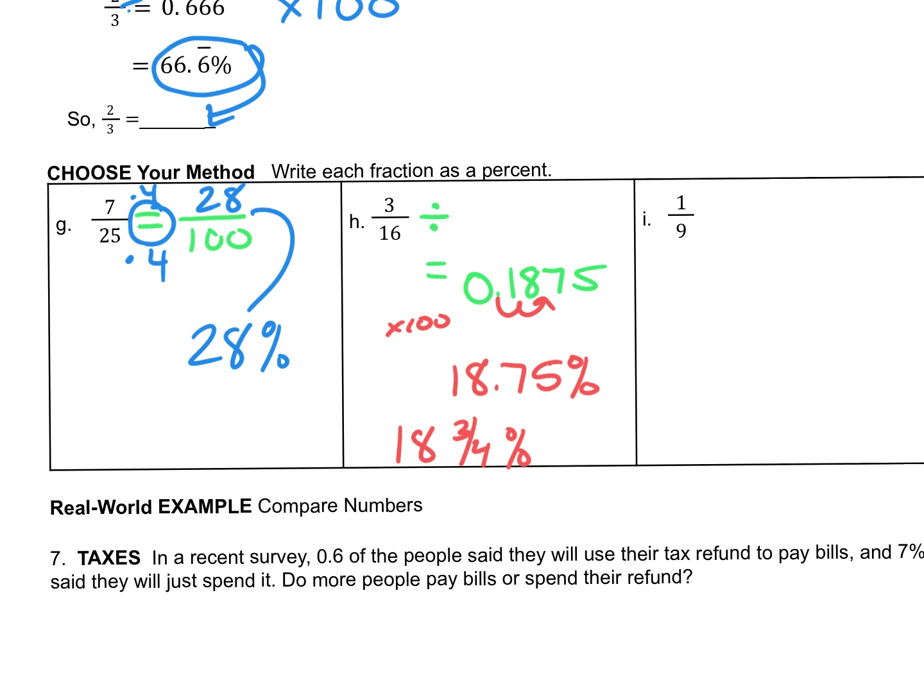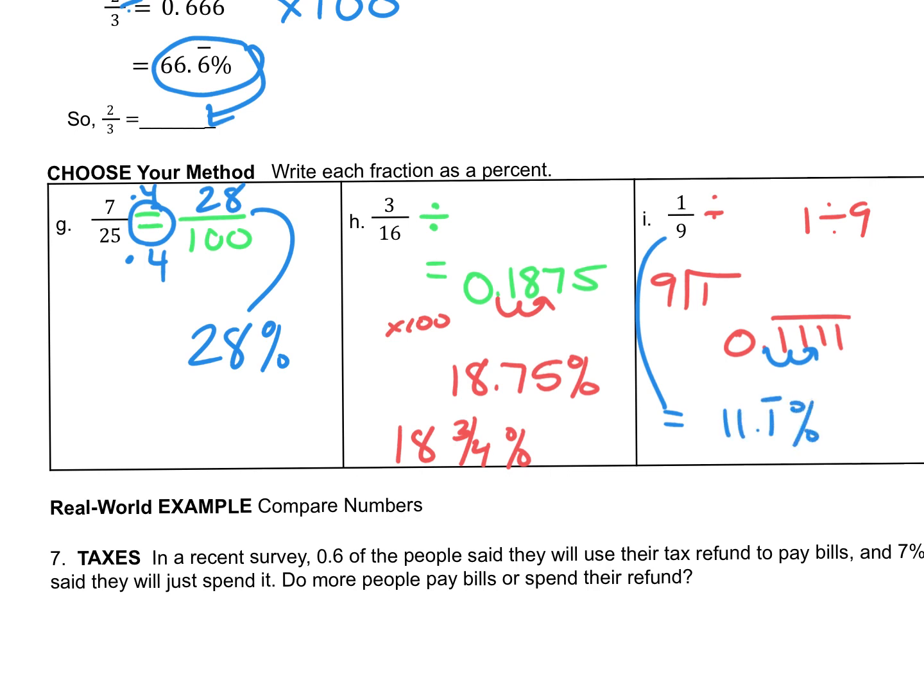Same thing for 1/9. 9 is not a factor of 100, so I'm going to use my division here. 1 divided by 9, however you're going to do that. And I get a repeating decimal of 0.111 repeating. So I multiply that by 100. This is equivalent to 11.1 repeating percent.